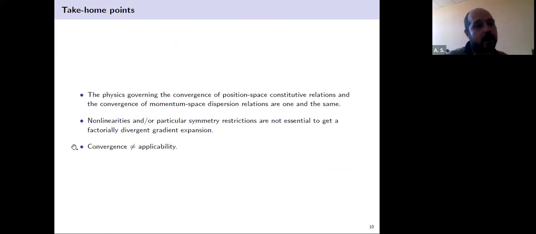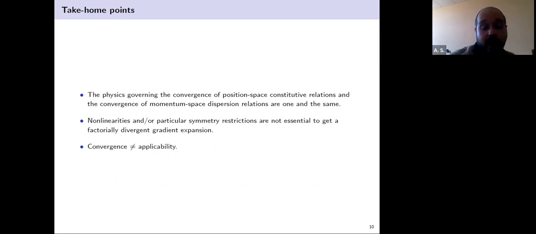So I already mentioned several take-home points of this analysis, but I'm just going to emphasize them again. The first one is that the physics governing the convergence of the position space constitutive relations and the convergence of the momentum space dispersion relations are one and the same. The second one is that nonlinearities or particular symmetry restrictions are not essential to get a factorially diverging gradient expansion. And the final point, which I think I already touched briefly upon, is that convergence of the gradient expansion has nothing to do, at least at the level of linear response, with the applicability of the gradient expansion when truncated at low orders.